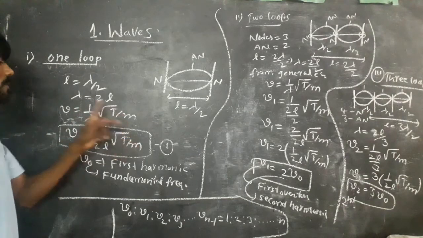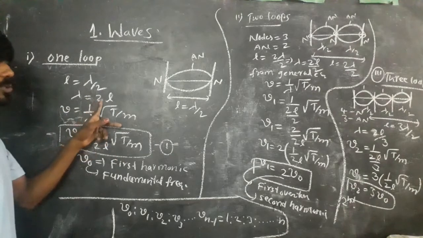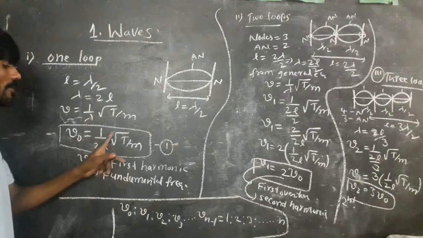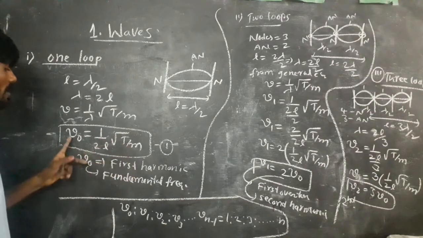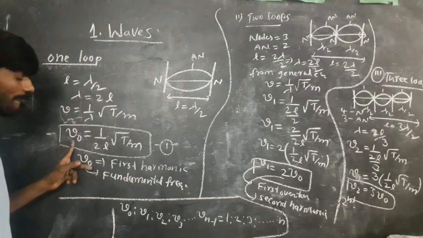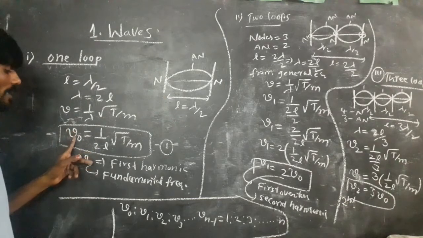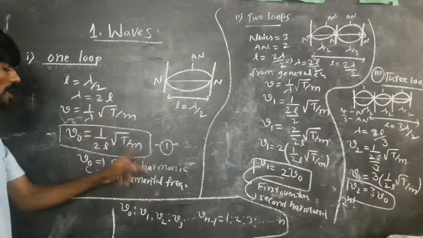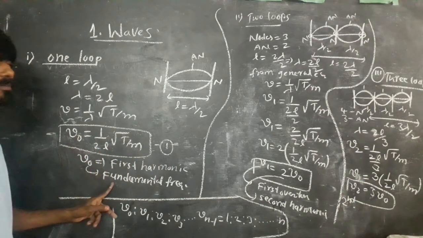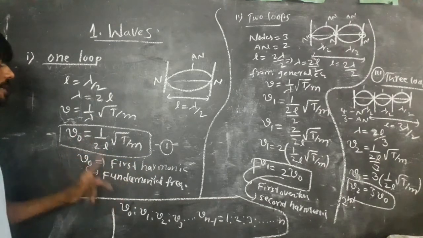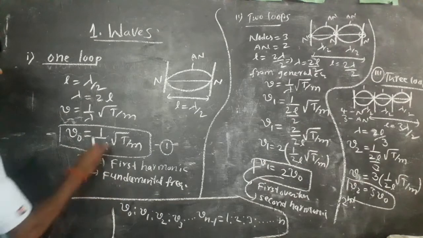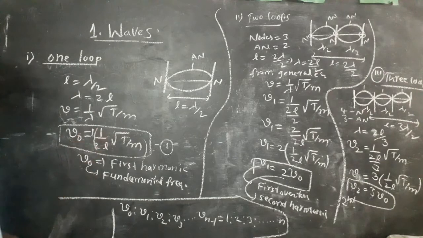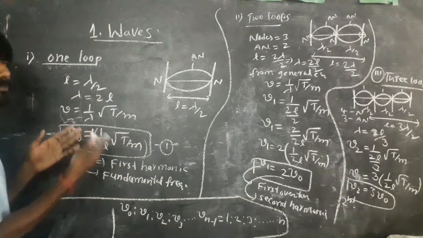T by M. This lambda value I am substituting as 2L. So mu naught is equal to 1 by 2L into under root T by M. Here, in the first loop, the mu naught is called the first harmonic or fundamental frequency. It is 1 by 2L into under root T by M, into 1, and if there is no other factor, it means 1.